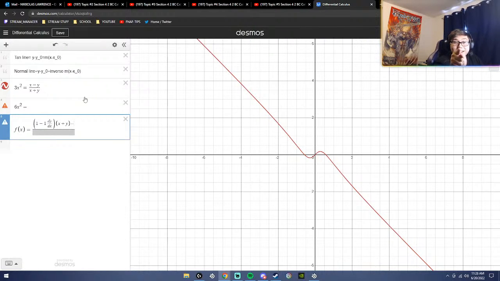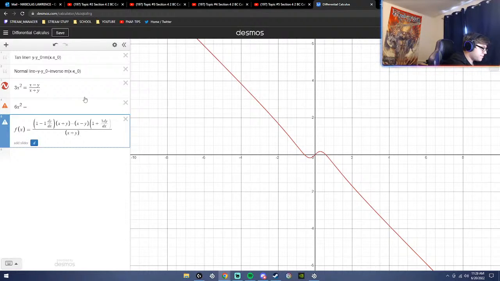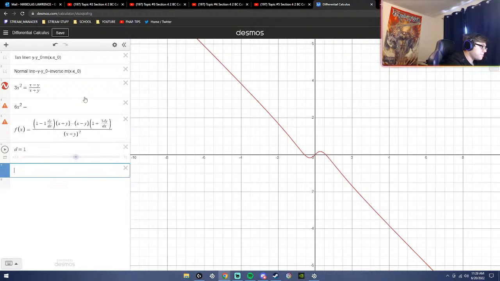Minus. Remember that minus? Occasionally that minus is a very important minus. Minus the normal of the top, x minus y, and then we would do the derivative of the top, which would be 1 plus 1 dy dx. And then all over the bottom squared, (x plus y) squared. And then we would distribute.